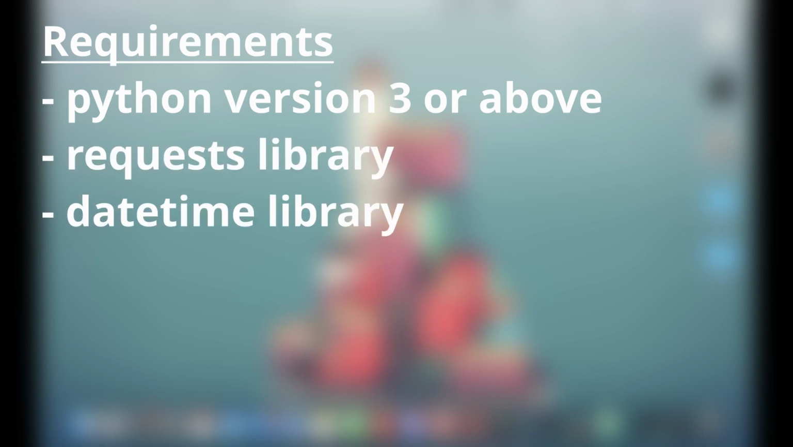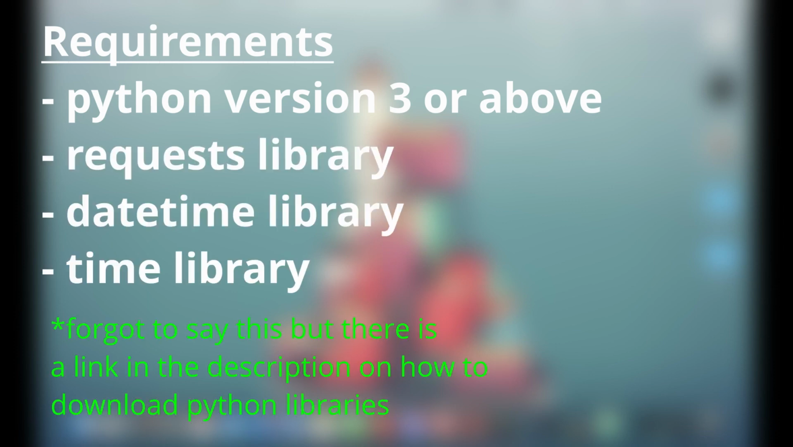So obviously, to get started, you're going to need the Python programming language, but in addition to that, you're going to need three Python libraries as well. Those are the requests library, the datetime library, and the time library. And as far as I know, the time library already comes installed with Python, so you probably won't need to install that, but you will need to install requests and datetime. And also, I should have said this earlier, but you're going to need Python version 3 or above.